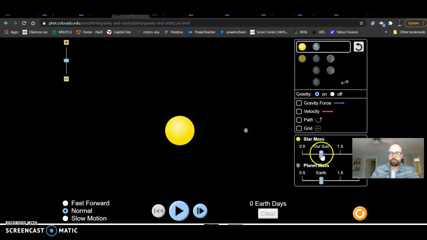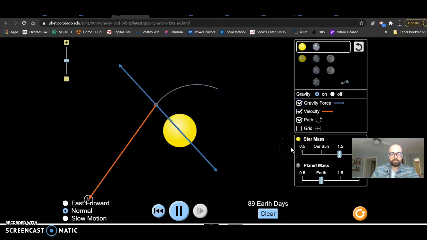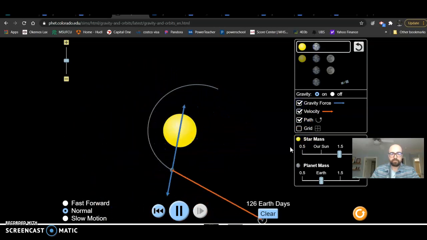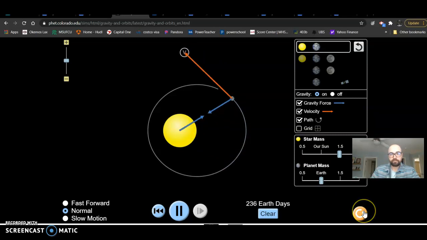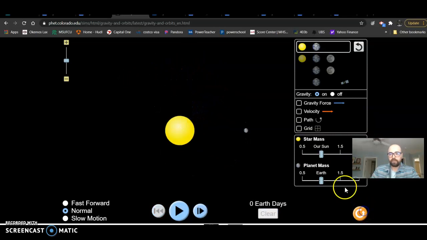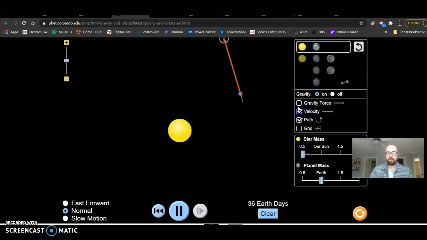So mass of the sun, we'll just put it at 1.5. Boom. What happens? Let's look at the path here. So that changes us into more of an elliptical orbit. Right there. And then if we were to decrease the mass of the sun, uh-oh, he's out of here.